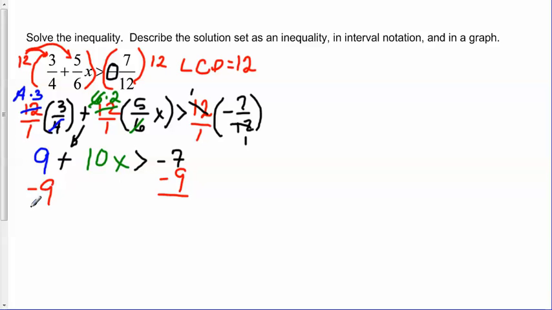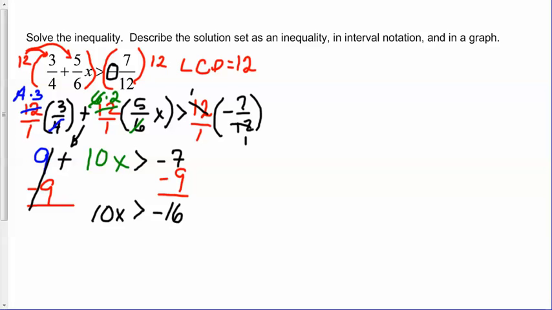Watch your signs over here on the right side. When we do the negative 7 minus 9, again, think about money. If you're in the hole and then you go more in the hole, you're just deeper in. So that's going to be negative 16. We want to keep our greater than sign, and we bring down that 10x, because remember, the 9 and the negative 9 cancel each other out.